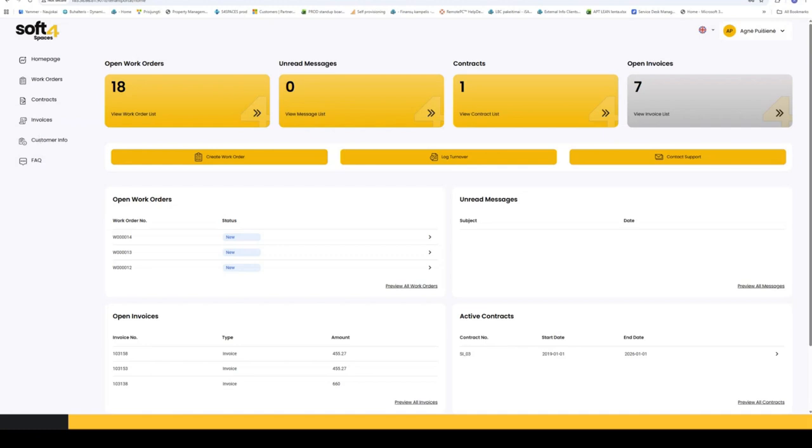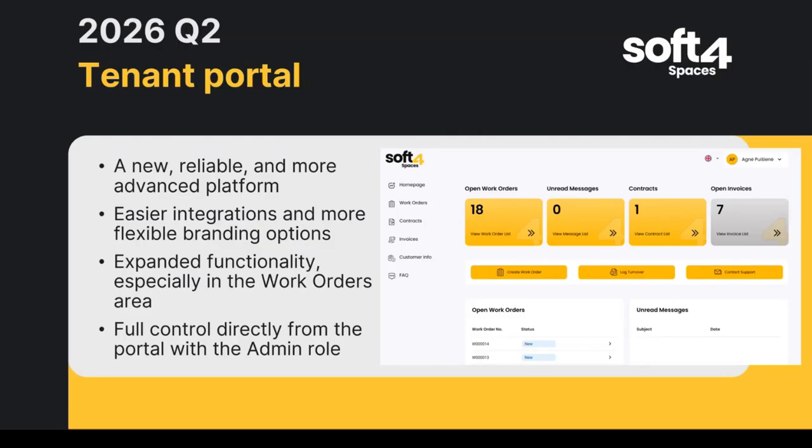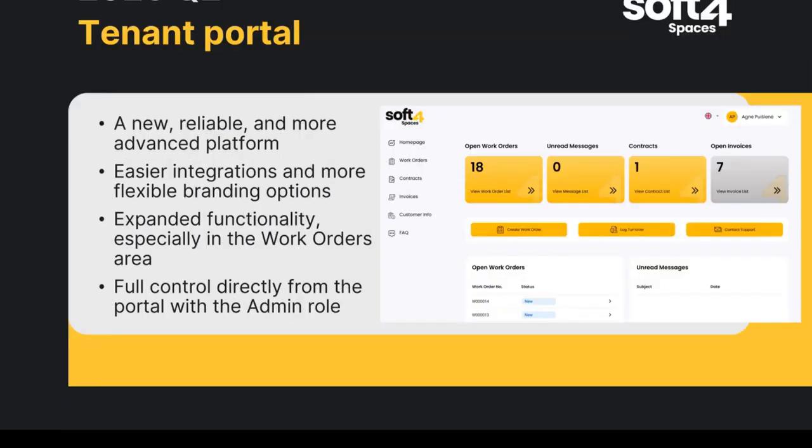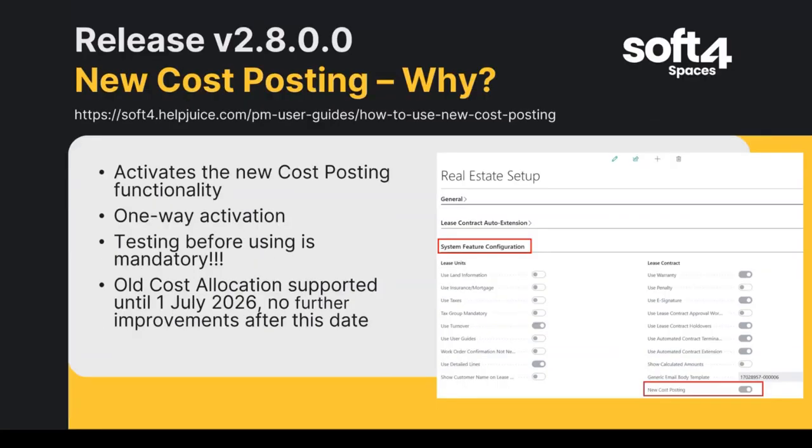And now we are jumping back to the presentation and we will cover the most important part of this release. So that would be improvement on cost allocation on those actuals that we are charging our tenants with. So why new cost posting?